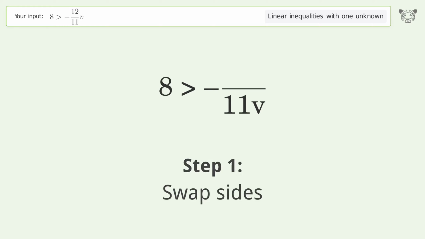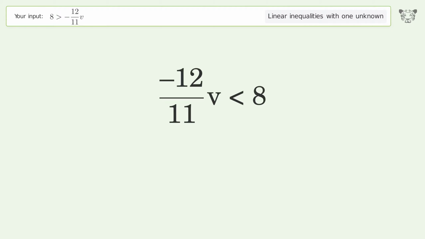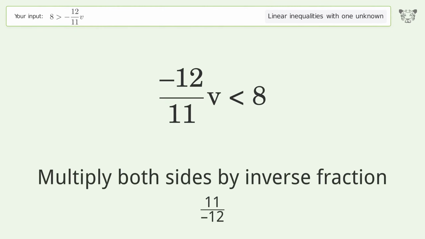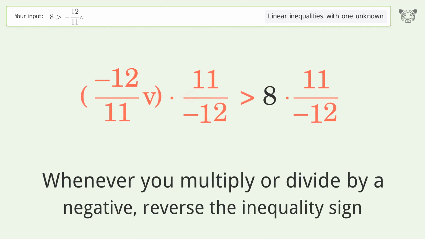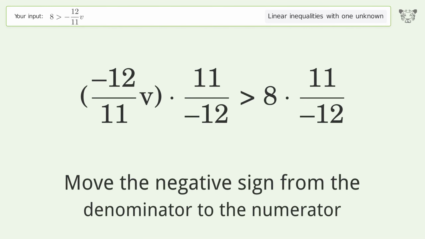Swap sides. Isolate the v. Multiply both sides by inverse fraction 11/-12. Whenever you multiply or divide by a negative, reverse the inequality sign. Move the negative sign from the denominator to the numerator.